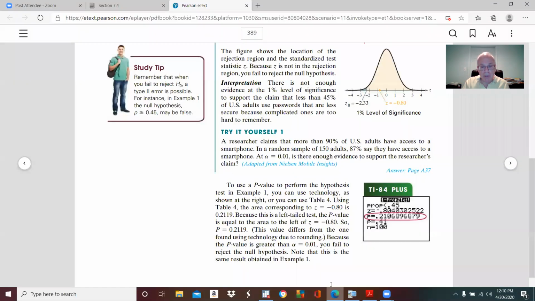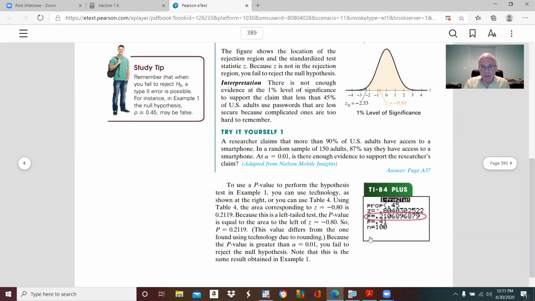So in this case, the answer is there's not enough evidence at the 1% level of significance to support the claim that more than 90% of U.S. adults have access to a smartphone. And the fact that the sample had less than that definitely doesn't support it. So this is a clear indication that there's not enough evidence to support the alternative hypothesis.